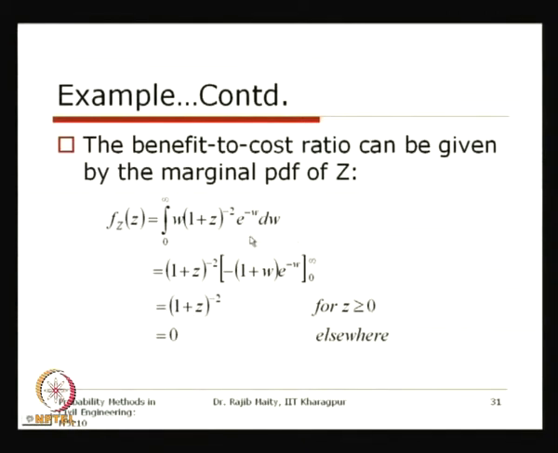So we are just integrating out w to get the marginal density of z, and if we just do this integration, we will get the form (1 plus z) to the power minus 2 for z greater than or equal to 0, and otherwise it is 0. So the marginal density of z equals (1 plus z) to the power minus 2. This is the density of the benefit to cost ratio, that is x by y.